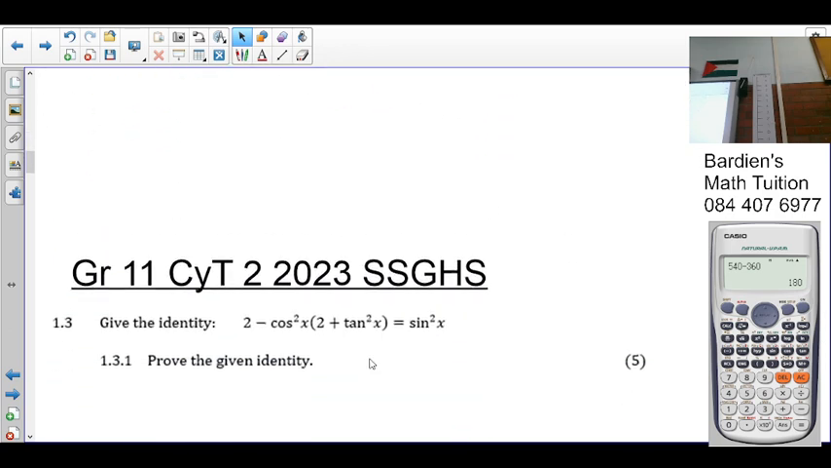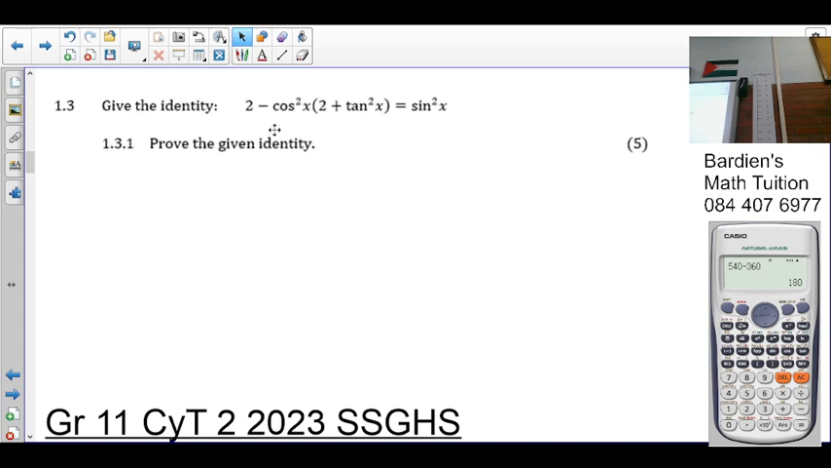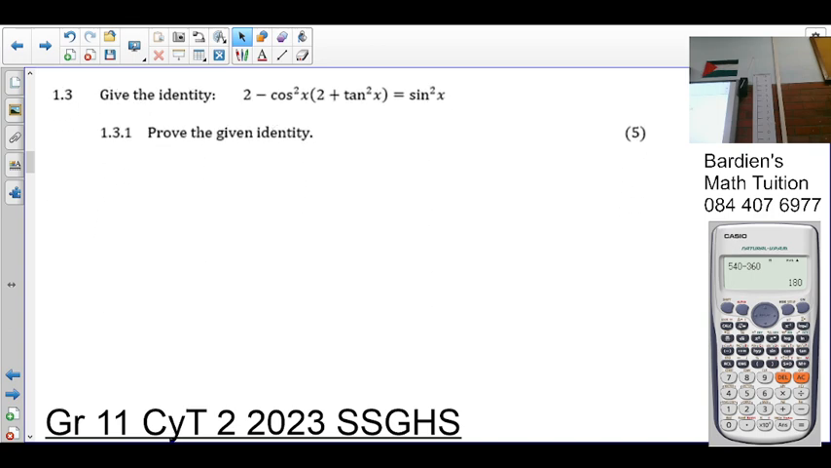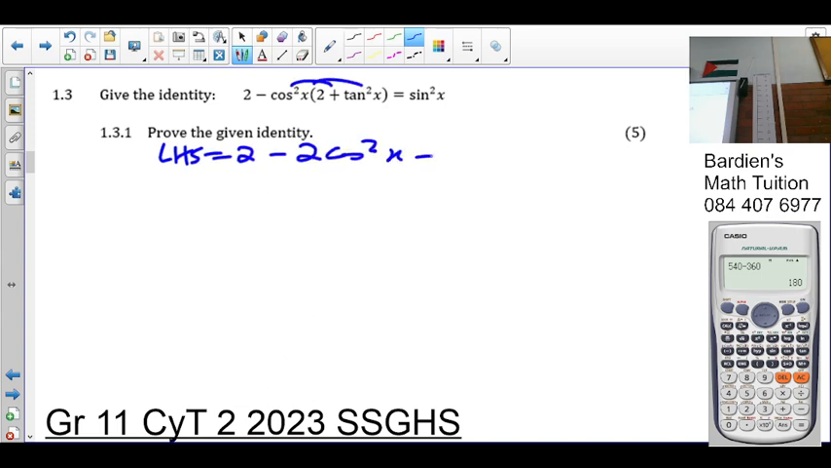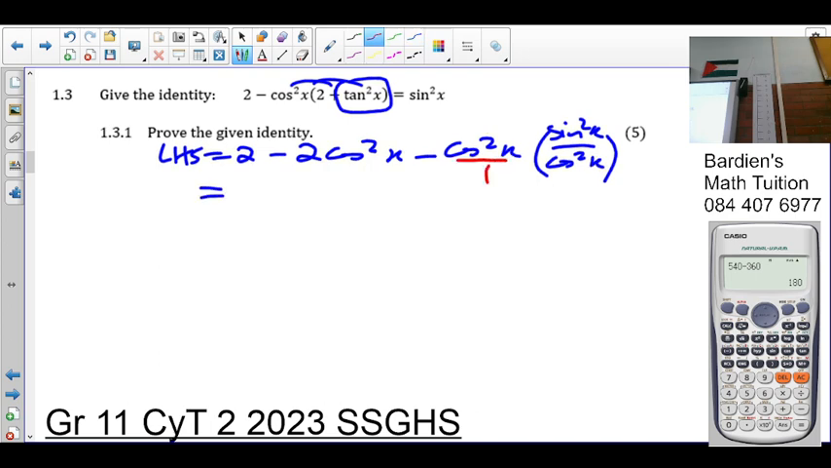The next question, it says prove the identity. So I'm going to work with the left hand side, of course. Get rid of the brackets, so it's going to be 2 minus 2 cos squared x minus cos squared x times tan squared x. Not so? But tan squared x can be written as sine squared x over cos squared x. People, that's naturally over 1. That cancels, which leaves you with 2 minus 2 cos squared x minus sine squared x.